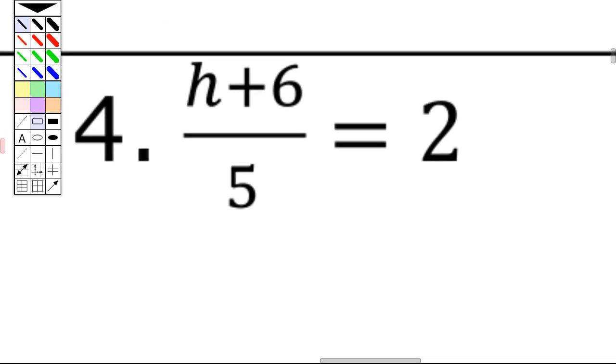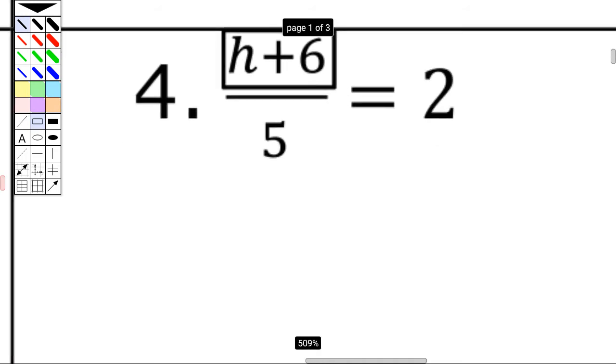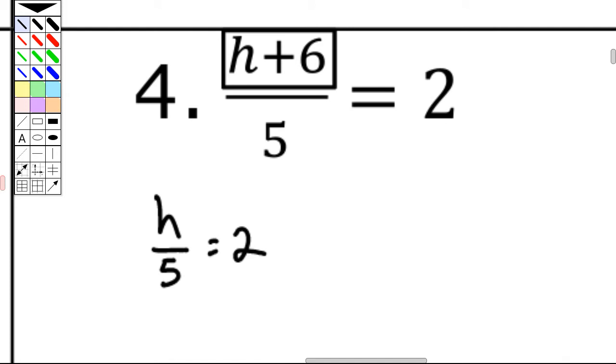But the way you have to look at this is your variable term. So we're going to try to get that box, that h plus 6, all by itself. Think about it like this: if I just gave you this one from yesterday, h divided by 5 equals 2, what would you do? Right, we're trying to get that by itself. Wouldn't you just multiply both sides by 5? Well, this is the same thing.